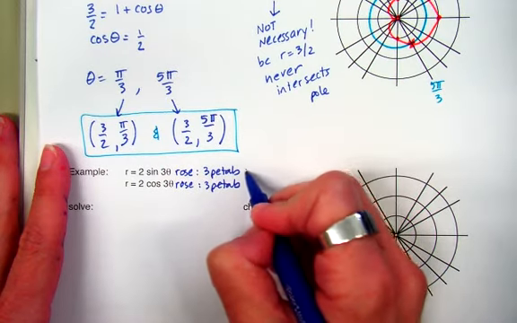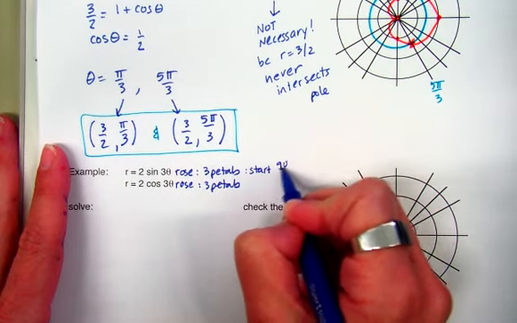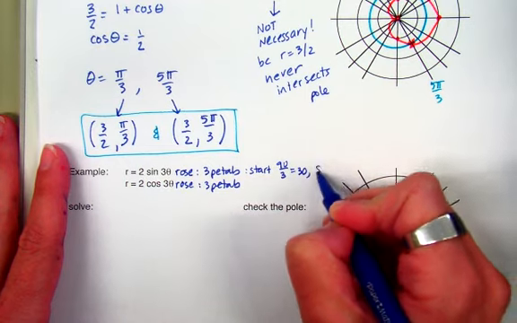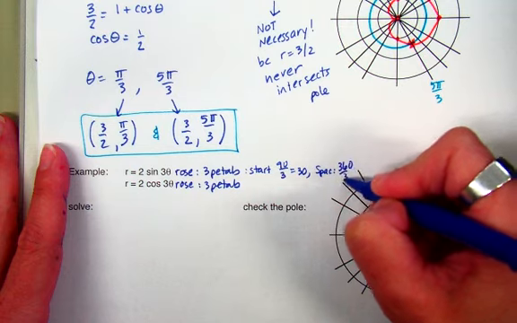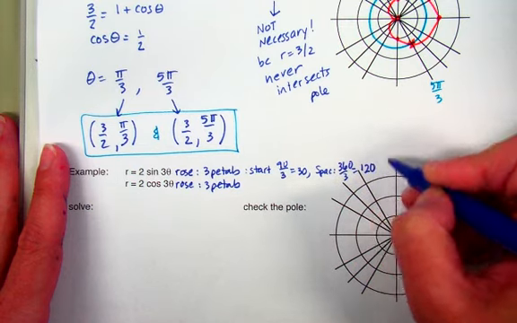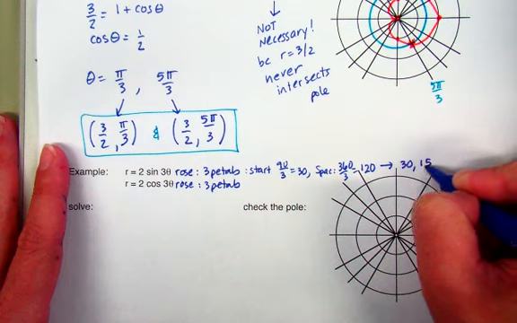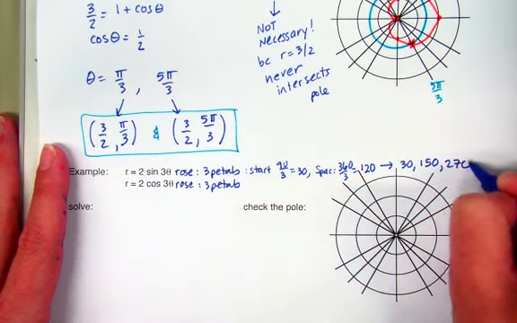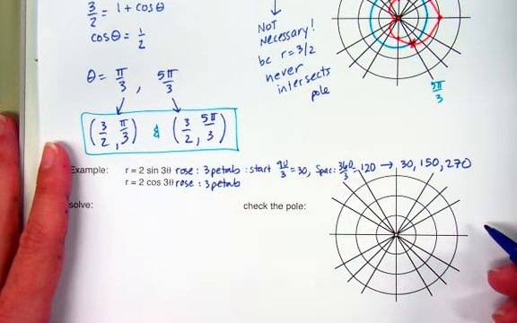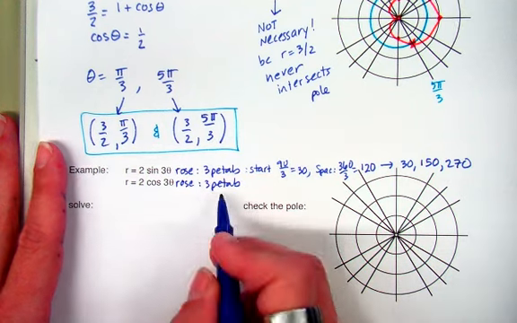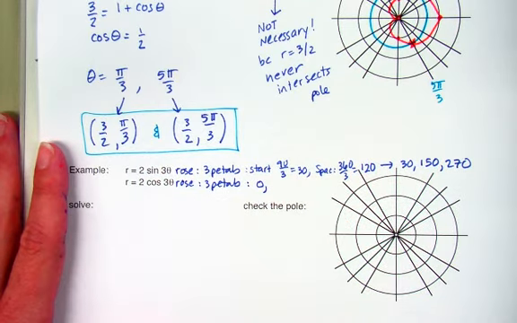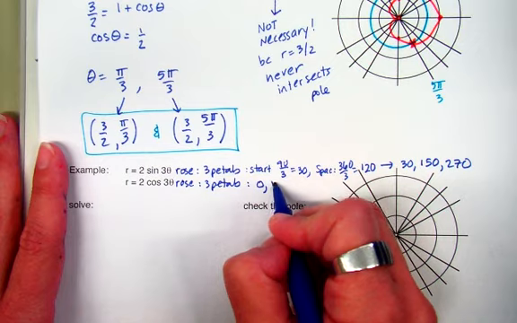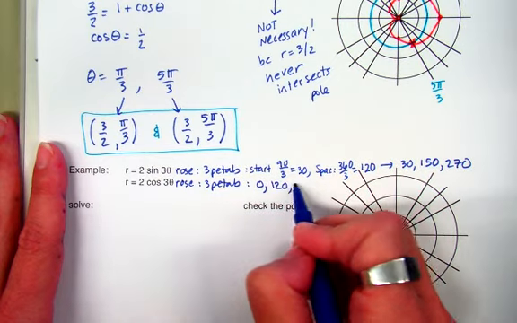Where does the sine rose start? 30. Good, it'd be 90 over 3, which is 30. And then what's my spacing? 120, 360 over 3. So my petals would be at 30, 150, and 270. How about for the cosine rose, where would my petals be at? 0. Spacing's going to be the same still, right? So it'd still be 120 and 240.